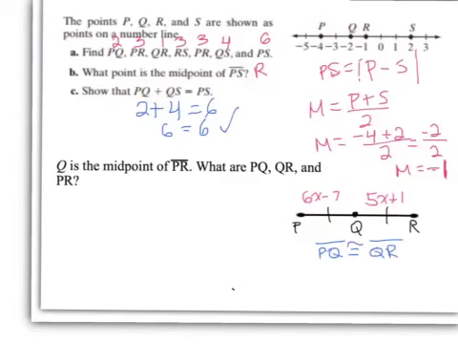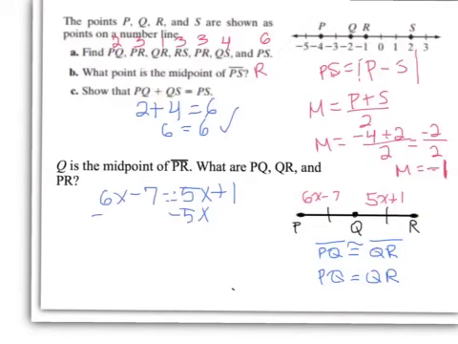And by definition, the midpoint cuts it into two equal parts, which means the measure of PQ must equal the measure of QR. This means that 6x minus 7 must equal 5x plus 1. From here, we can solve for x. Subtract 5x from both sides. You get x minus 7 equals 1. Add 7 to both sides, which means that x equals 8.